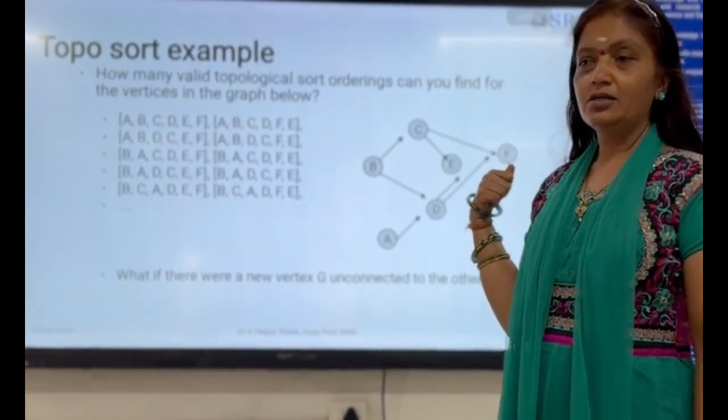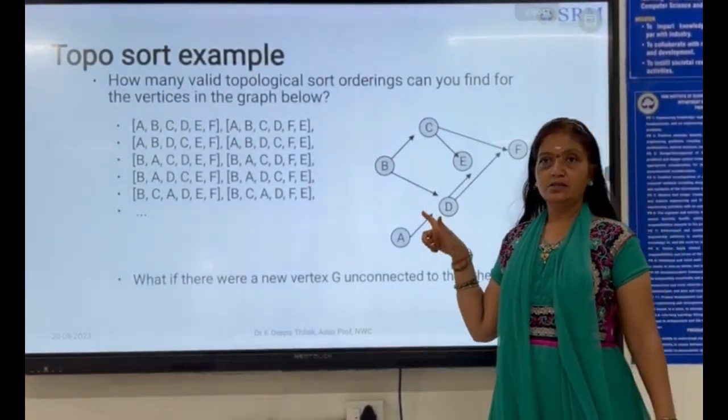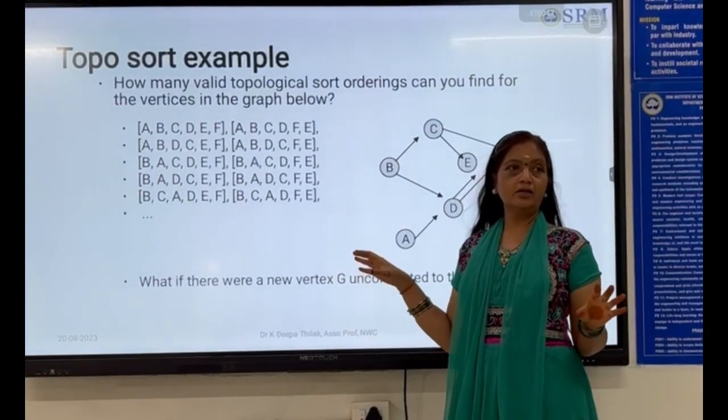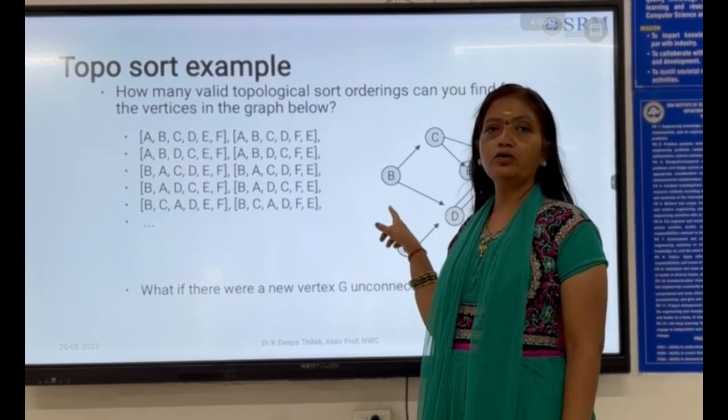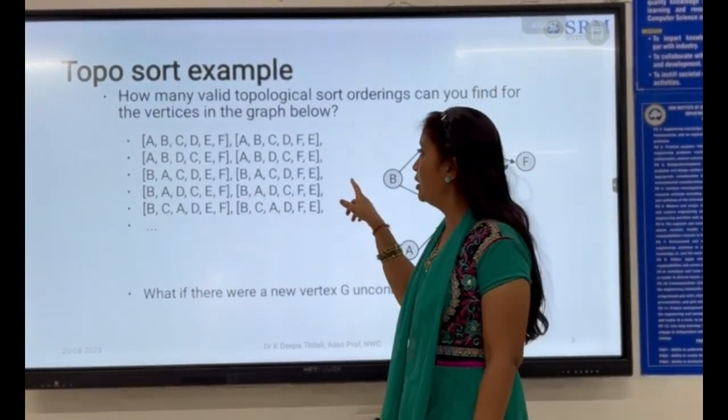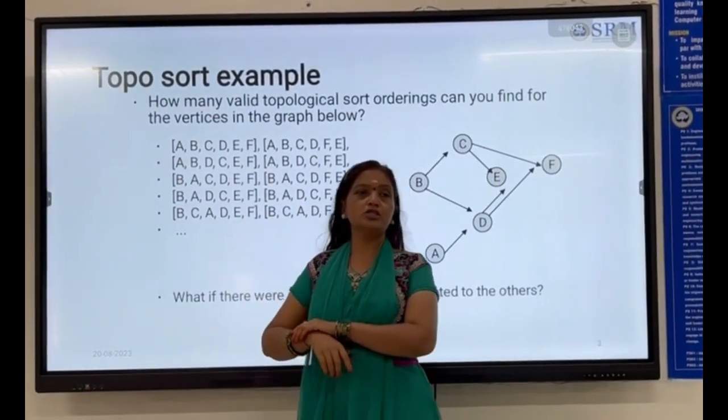Topological sorting. So what do you mean by sorting? Sorting means in ascending order or descending order, given the list of numbers we sort, is it not? So given a graph, how are we going to sort? We have to sort in terms of the topology of the graph.